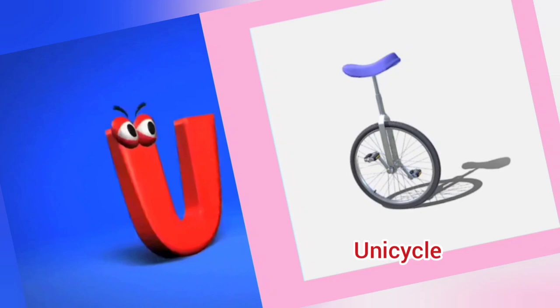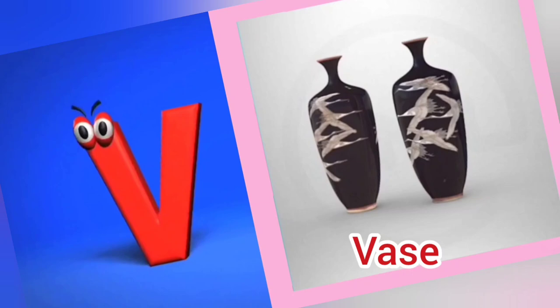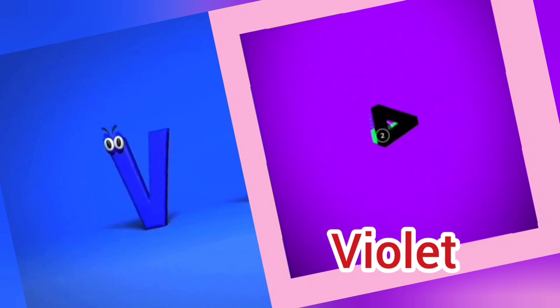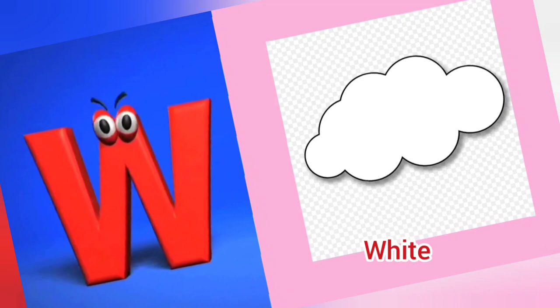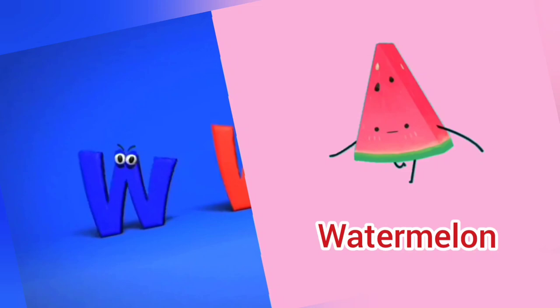V is for vase. V v vase. V is for violet. V v violet. W is for white. W w white. W is for watermelon. W w watermelon.